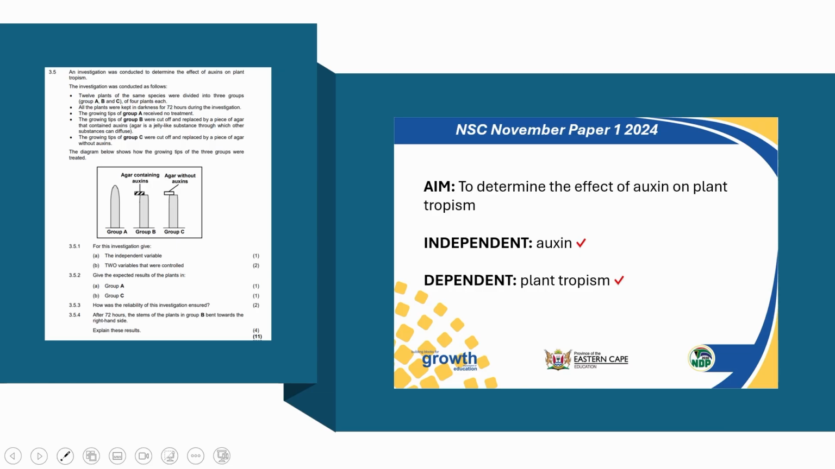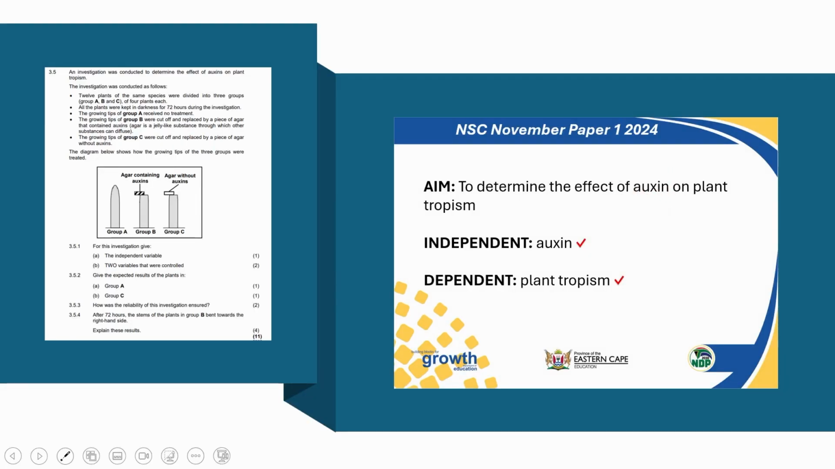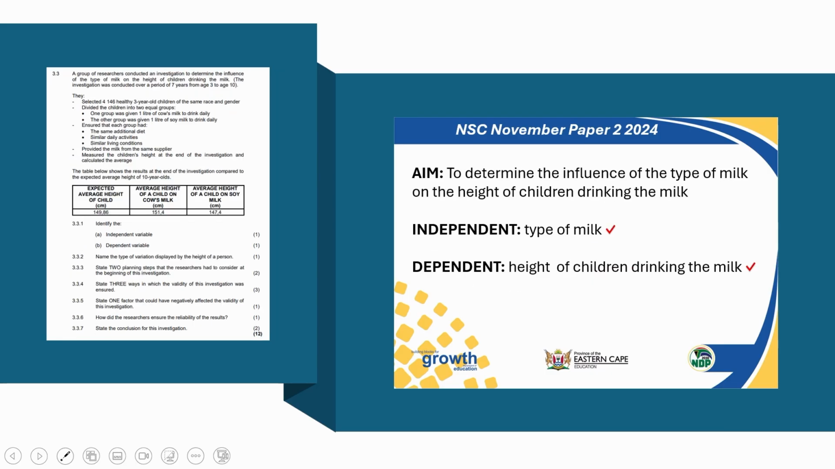Welcome back. So let's look at your answers. In paper 1, the aim was to determine the effect of auxin on plant tropism. Your dependent variable was auxin, while your independent variable was plant tropisms. In paper 2, your aim was to determine the influence of the type of milk on the height of children drinking the milk.